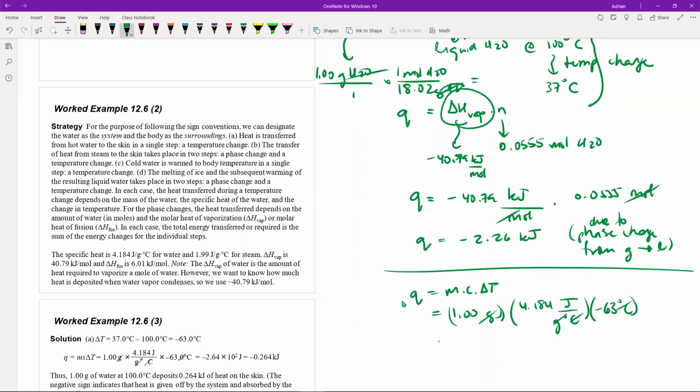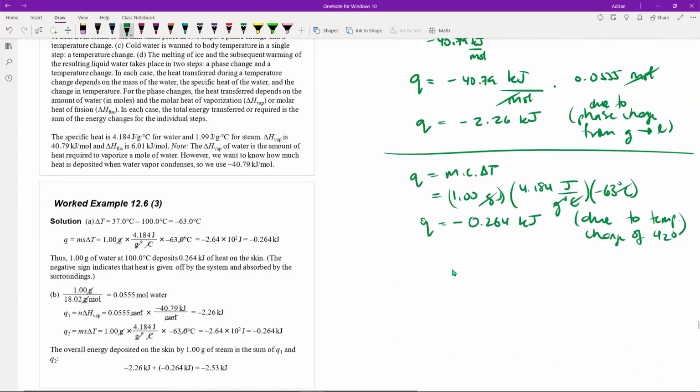Celsius go away, grams go away, we end up with the same value as we did previously. So that's negative 0.264 kilojoules. So this is due to the temperature change of the H2O falling from 100 to 37 degrees Celsius.